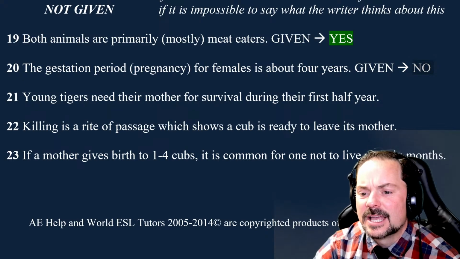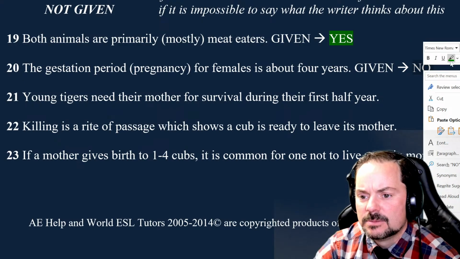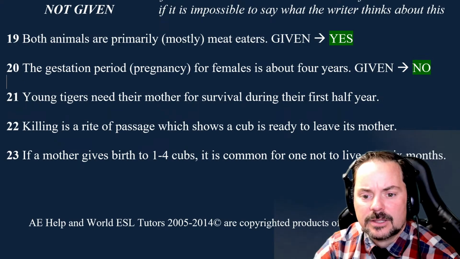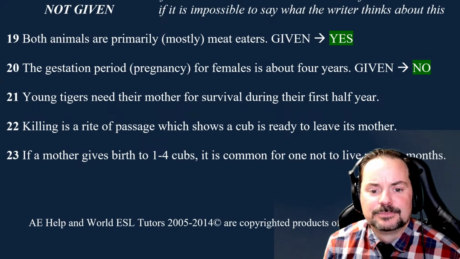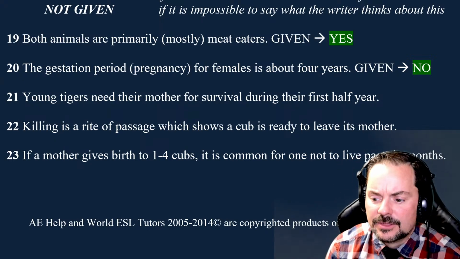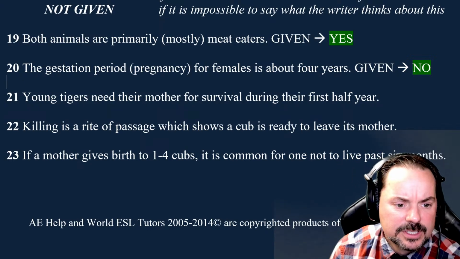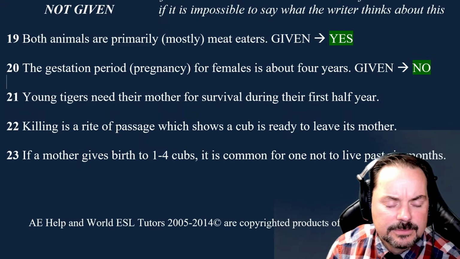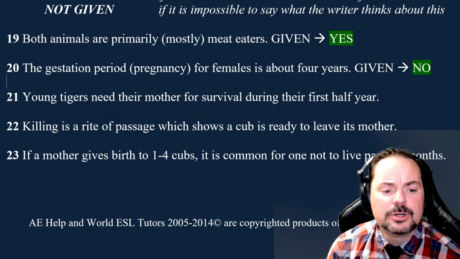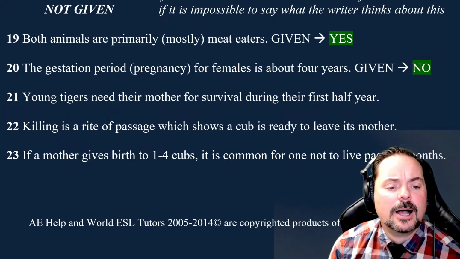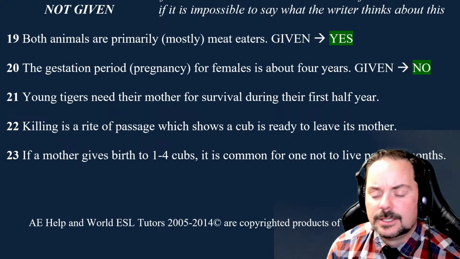I think humans have one of the longest gestation periods in the natural world. I think the longest is something like 12 or 14 months for elephants or something like that. But anyway, all right, number 21. Let's do one more. Go ahead and read 21.